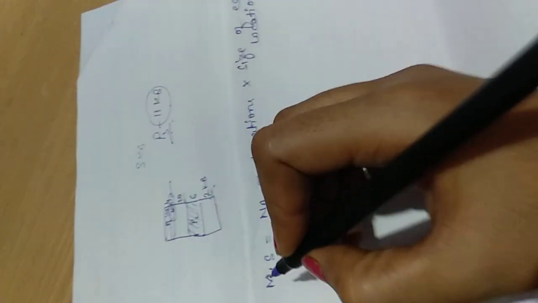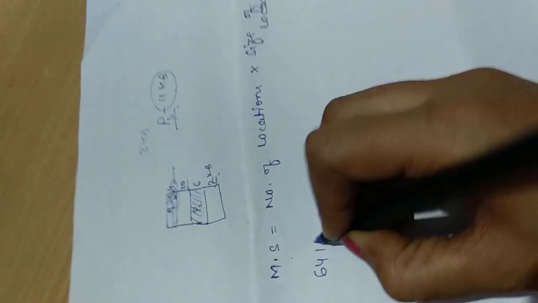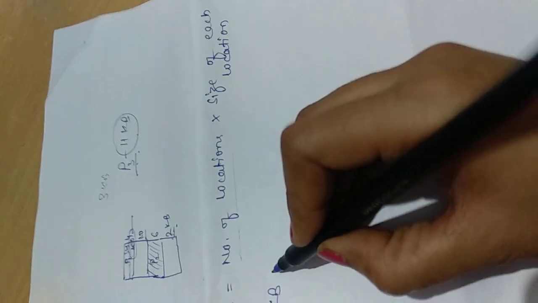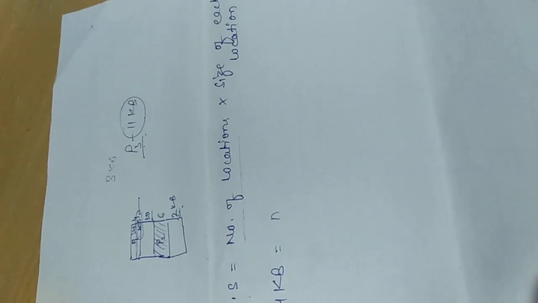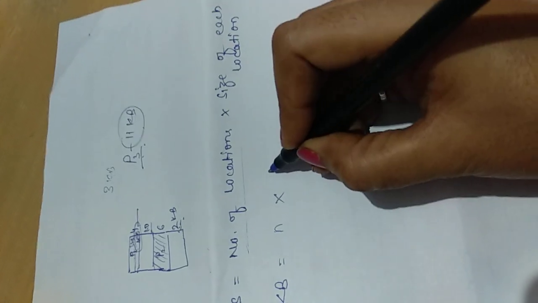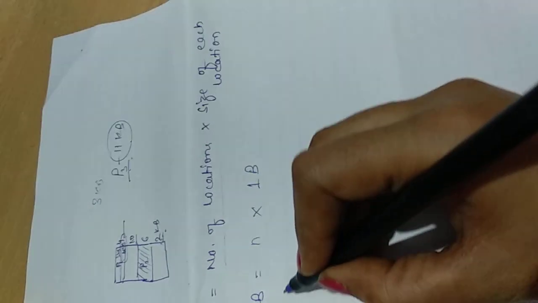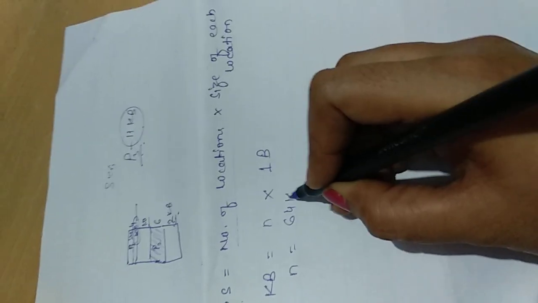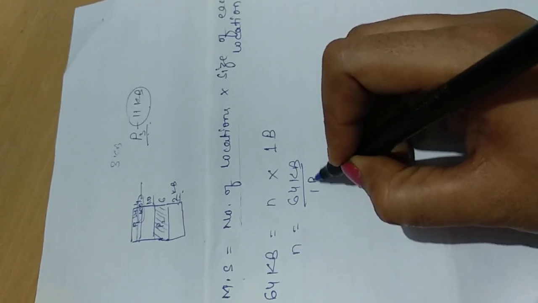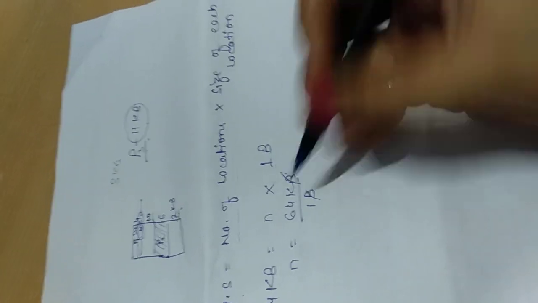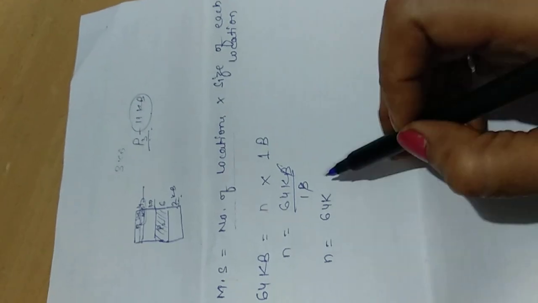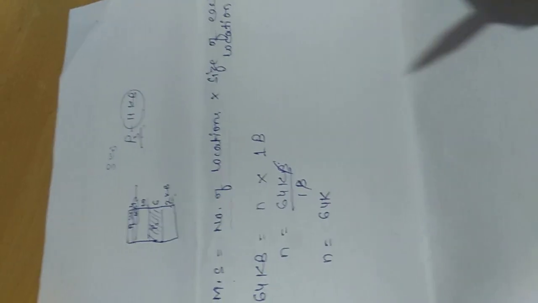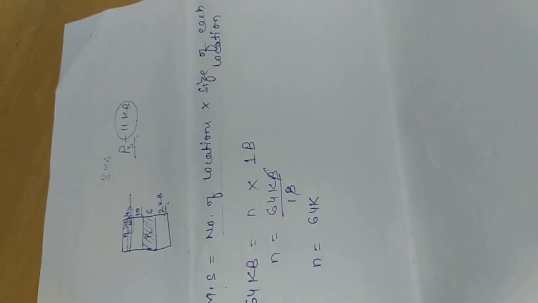So for an example, if I take 64 KB as the size of the memory, would you be able to find out the number of locations if the system is byte addressable? Let's assume this is n, and the size of each location is 1 byte, since the system is byte addressable. Would you be able to do that? Yes. How? 64 KB divided by 1 byte. Byte will be cancelled. So how many locations can there be? 64K locations. That is 64,000 locations.